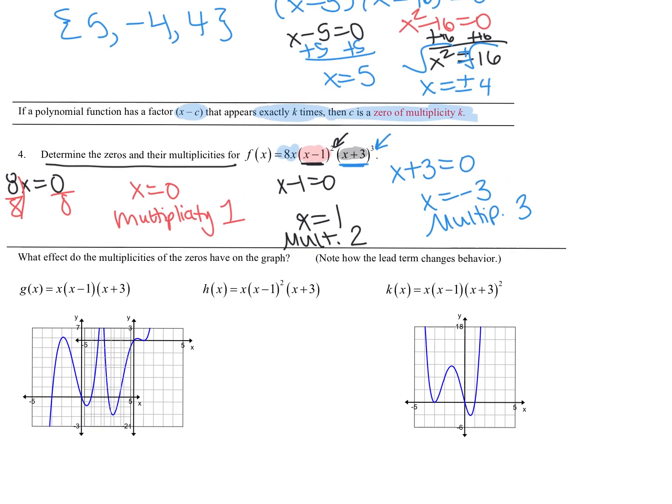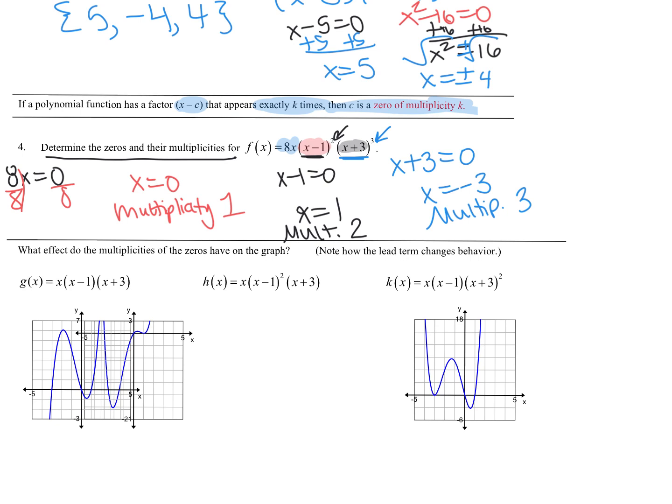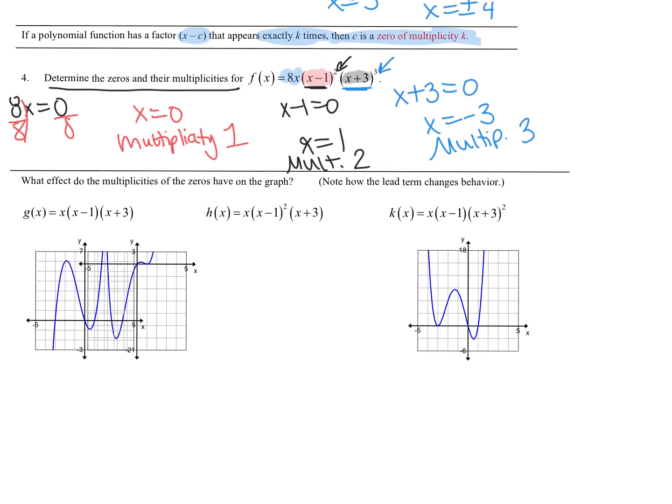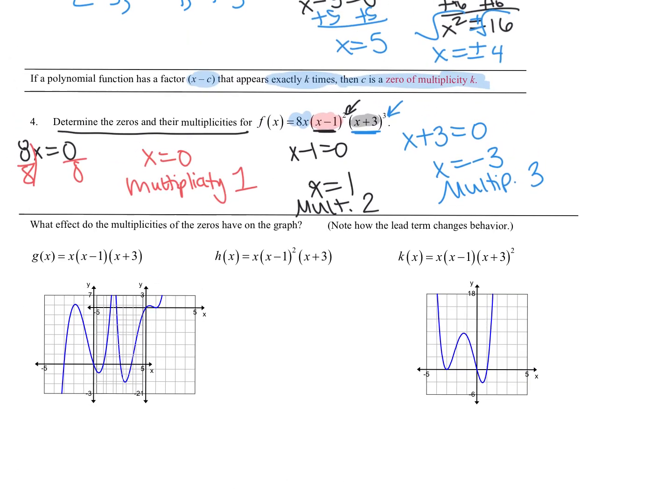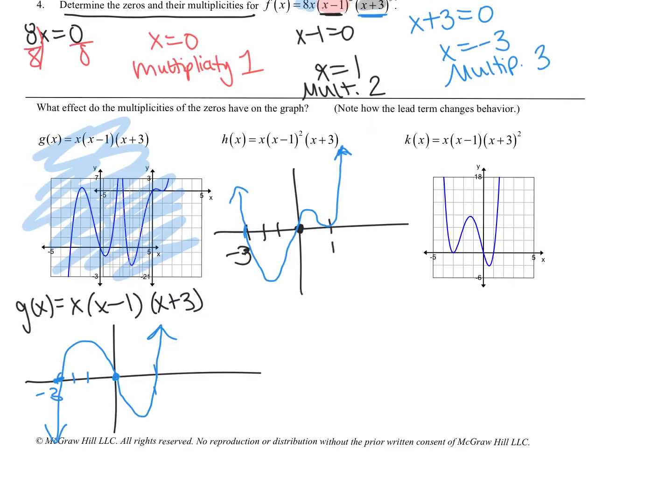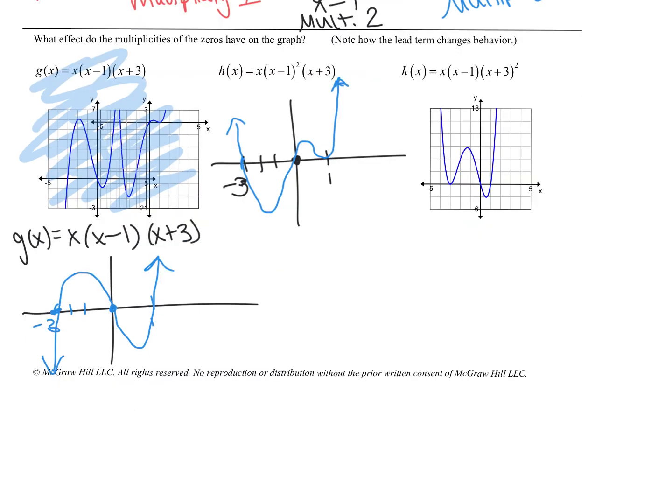Now what we're going to talk about is what effect the multiplicities of the zeros have on the graph. Note how the lead term changes. Unfortunately, it looks like one of our little graphs got taken away, which is kind of sad. Oh no, it's all messed up. Okay, sorry about that. I had to redraw the graphs for you. Wonderful. Okay, now we can get started.